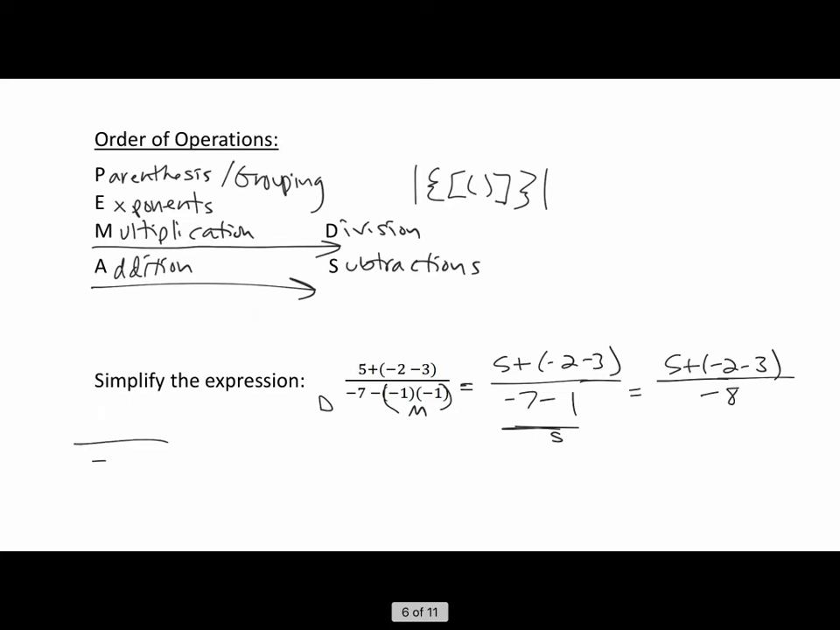Now that the denominator is simplified, I can work on the numerator. So I do have grouping in the numerator, parentheses there, and there is an operation. There's subtraction, -2 minus 3. So everything else stays the same. I'm going to do that subtraction inside of the grouping. A -2 plus -3 is -5 altogether. And then the last operation in the numerator is to add 5 and -5. Those are opposites or additive inverses. They add to 0. And 0 divided by any number is 0.